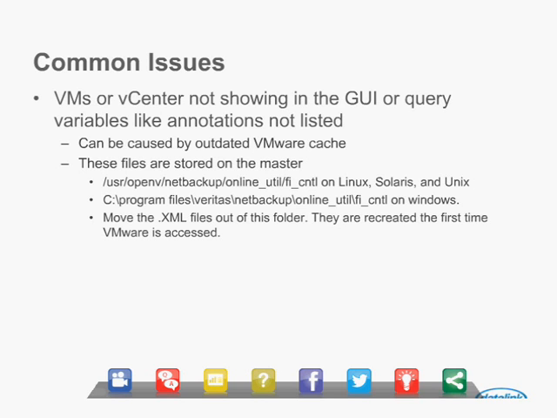Move the XML files out of this folder. They're recreated the first time VMware is accessed, either a query is updated or the policy runs. It will automatically recreate these XML files. I recommend that you move the files out of the location and not delete them. For matter of referencing back to when things were done, you may want to put a date on the file or something like that, but it's much easier to track doing that.